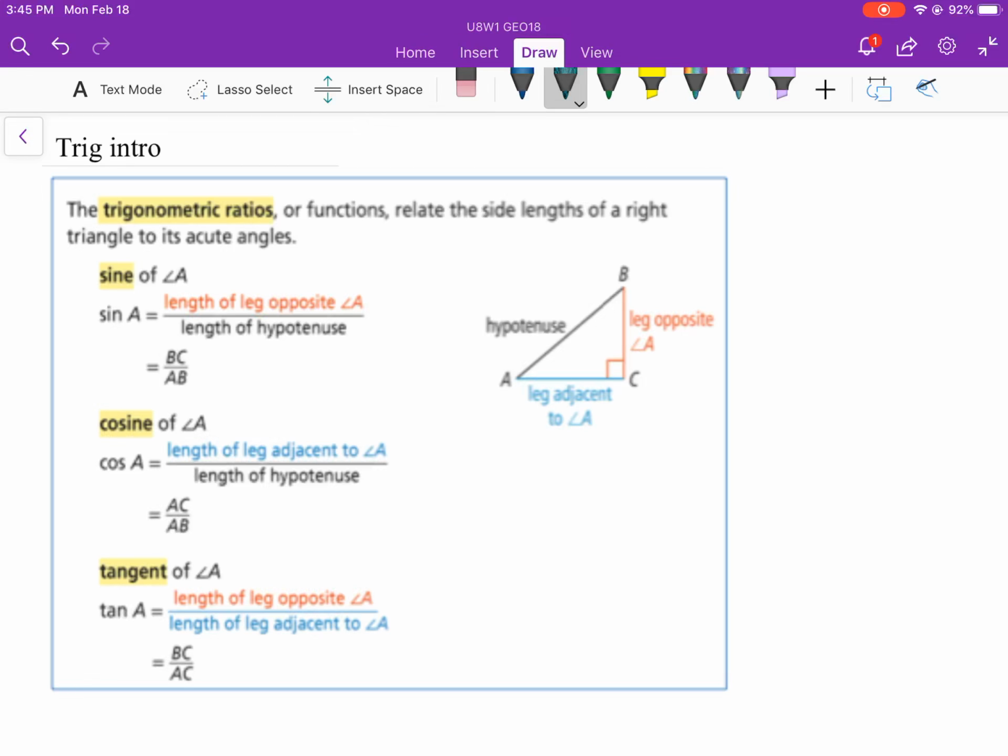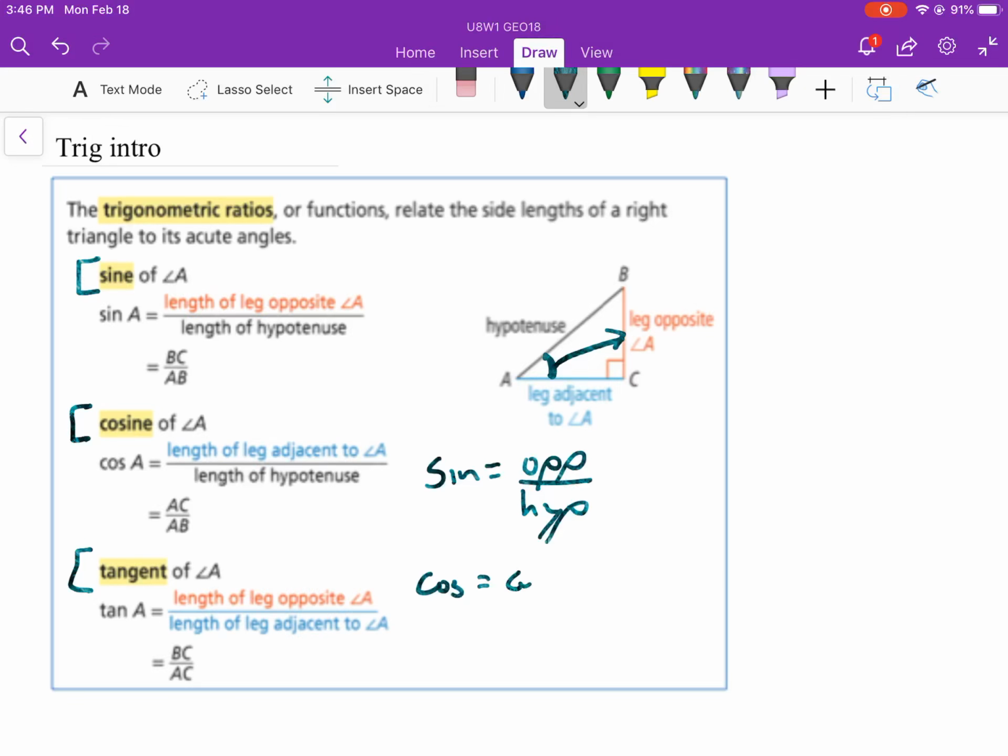But before we can start using it, we have to be able to talk about it. So you'll see that we have sine, cosine, and tangent. And these represent ratios in a triangle. So we're talking about angle A. And sine is equal to opposite over hypotenuse. So the opposite side is opposite the angle. The hypotenuse is just hypotenuse.